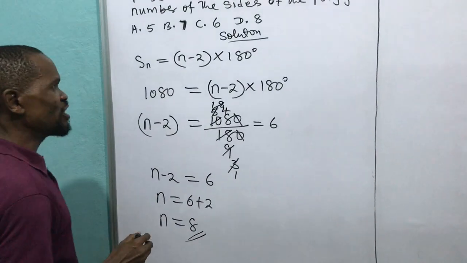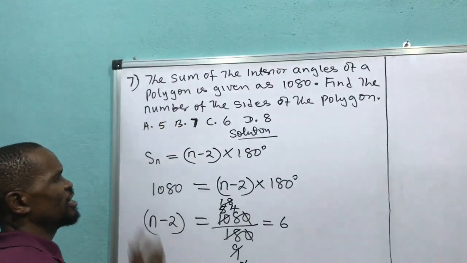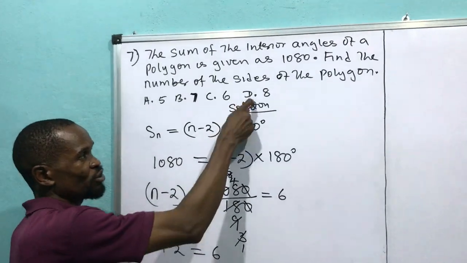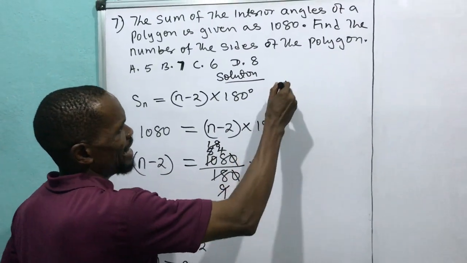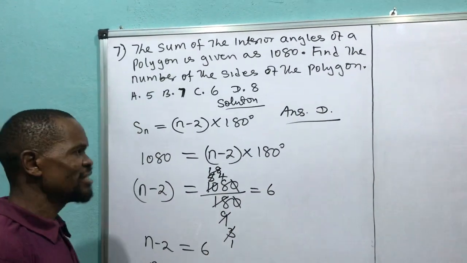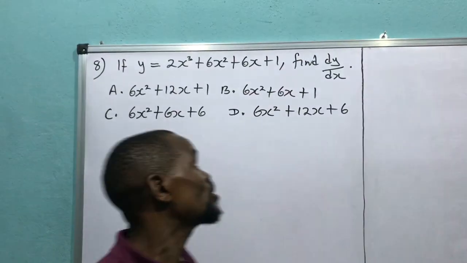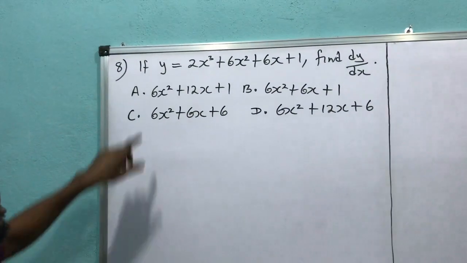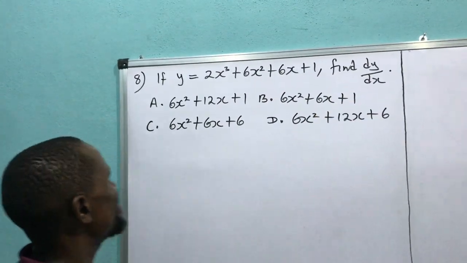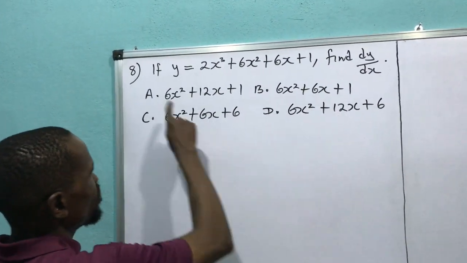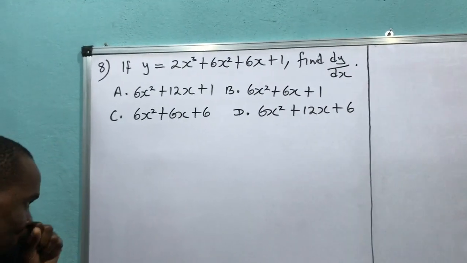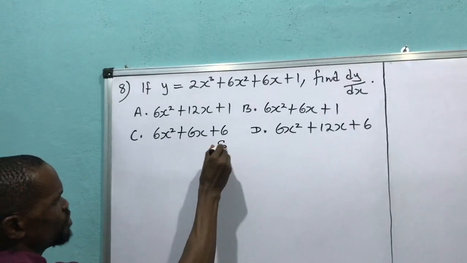Then let us go to the options, and you'll see that option D is 8. Therefore, our answer is D. Let's see question number 8. Question number 8 said, if y is a function of x, find dy/dx. The options A, B, C and D are given to us. Then let us look at the solution to this question.